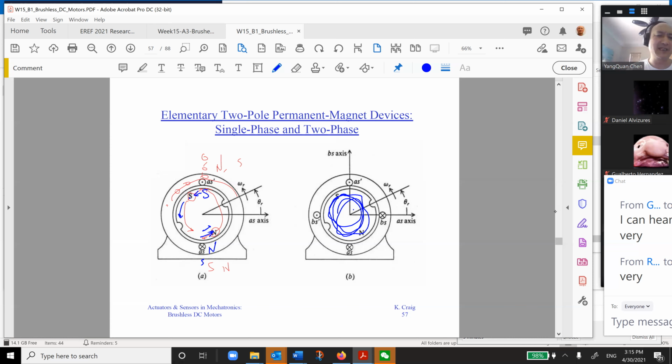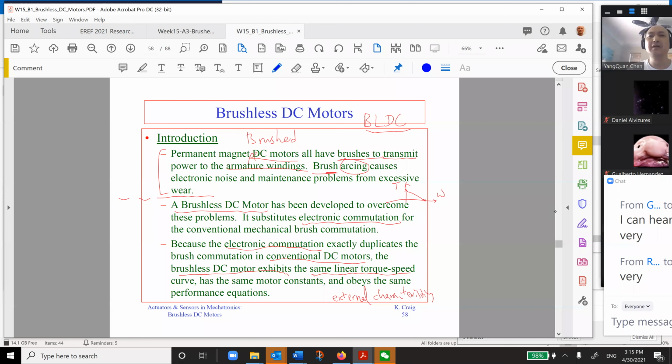So this probably is easier to understand about this rotating magnetic field concept. Let's go through this one slowly, because BLDC is the most commonly used motor we are using today.